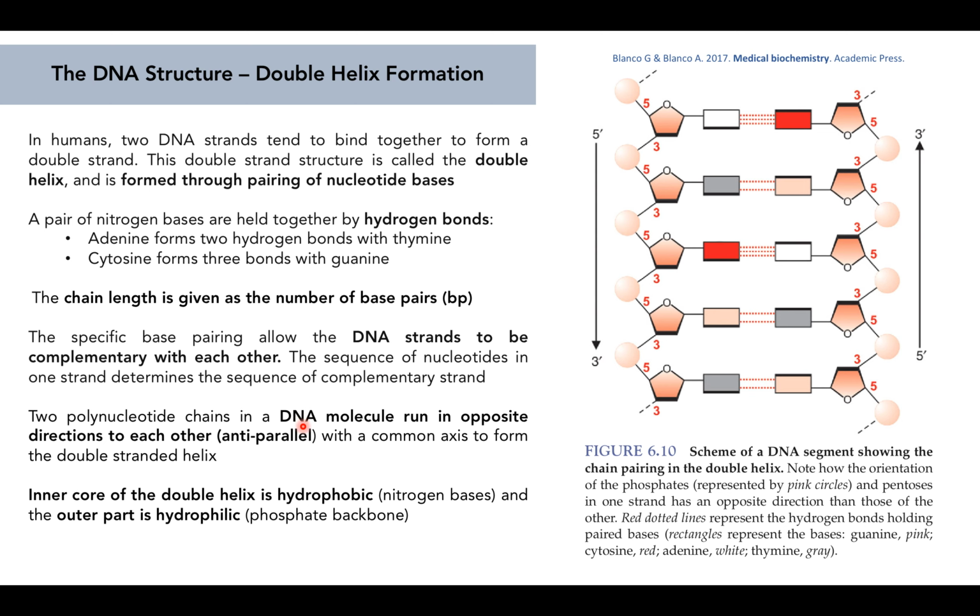Now, the third characteristic is that the inner core here is hydrophobic and the outside part is hydrophilic. Hydrophobic means it does not like water, and hydrophilic means it likes water. It's got the phosphate backbone here. So that's the 3 characteristics of the double helix.